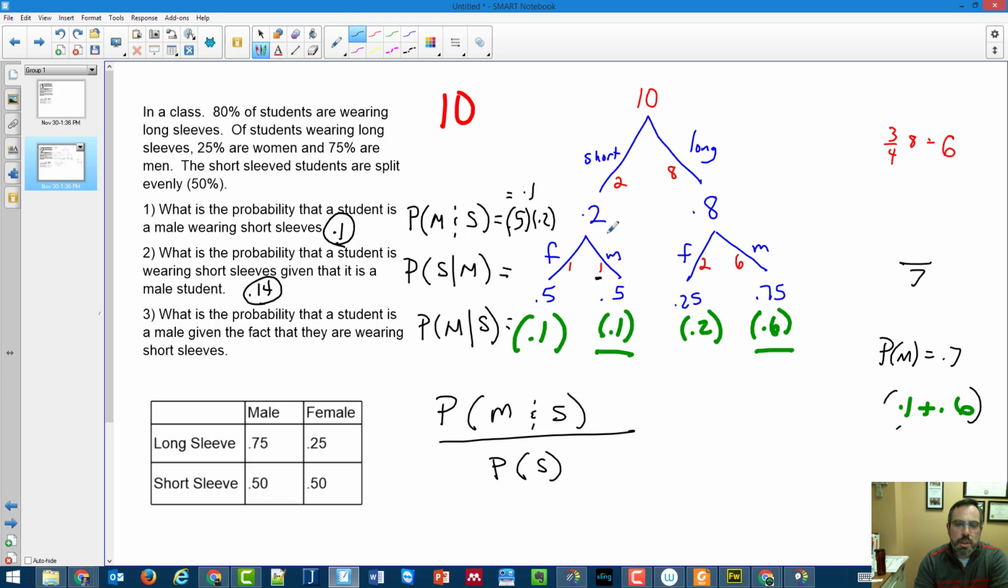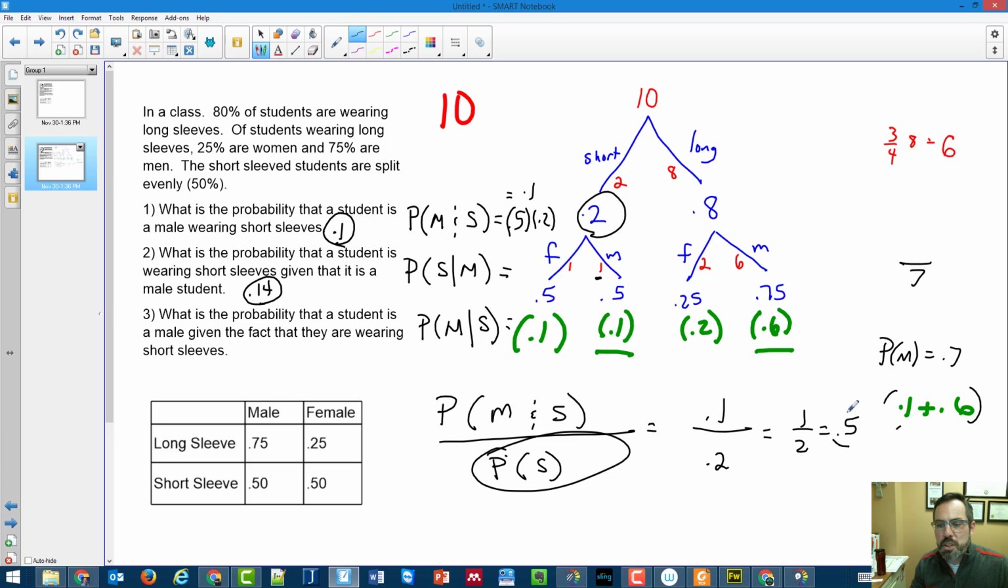All right, so we've got those things. We've done this already. If I ask what's the probability a student is a male given the fact that they are wearing short sleeves, well, I know there are 2 people wearing short sleeves and one of them is male, so I know it's 50%. But now let's see how we get there with the statistics and the probabilities. Male and short sleeves, just like we did up here, 0.2 times 0.5, so that's still 0.1. The probability that you're a short sleeve, well, it's written there, divided by 0.2. So I have 1/2 or 50%.